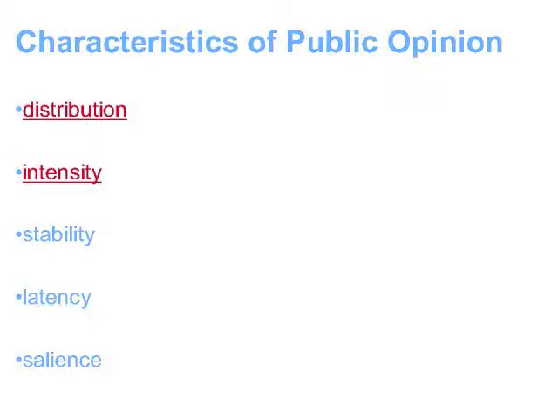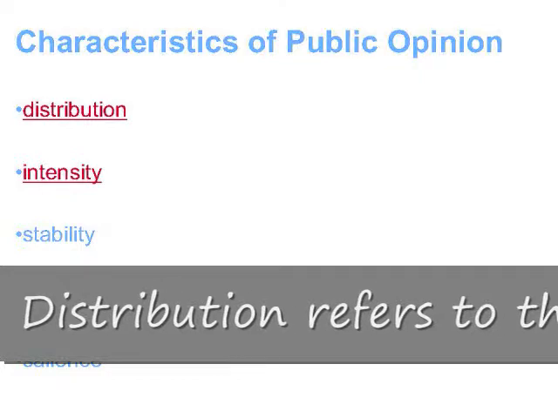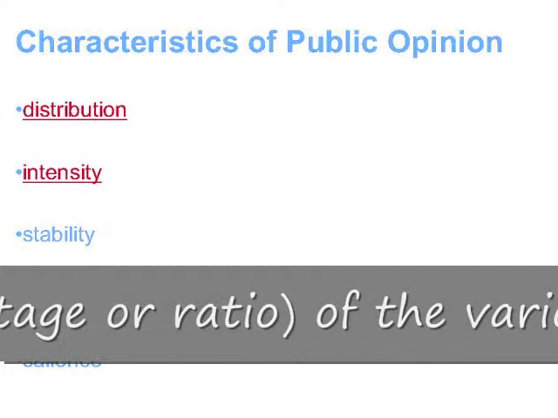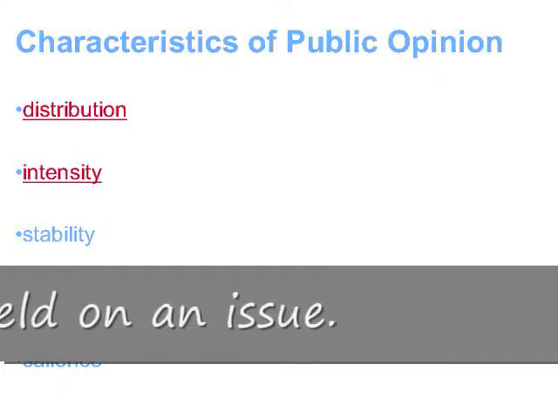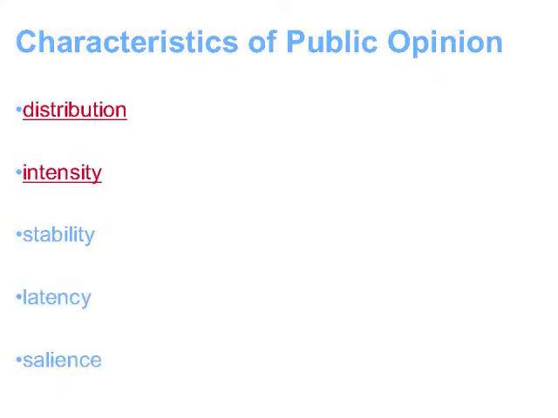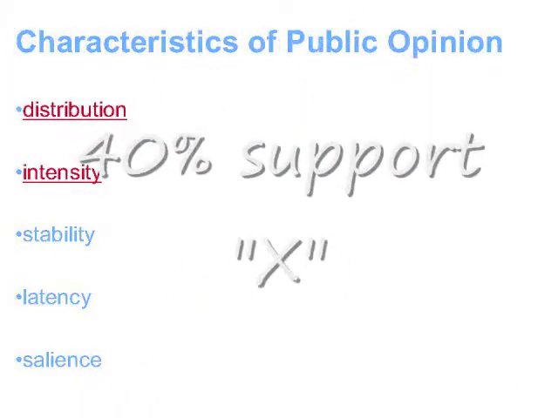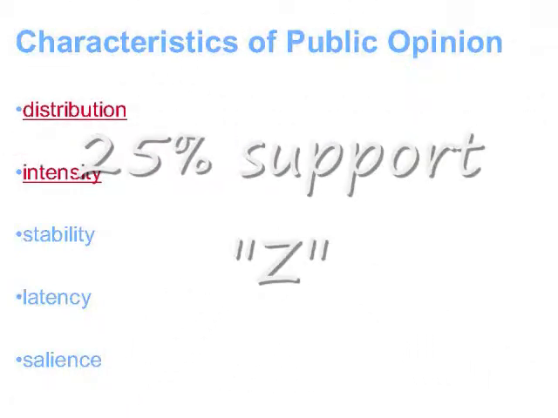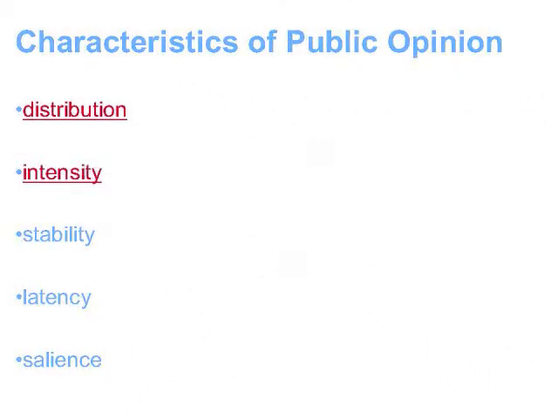There are a number of characteristics, attributes, or qualities of public opinion which may, depending on the issue, affect the response of government. Distribution refers to the numerical strength, usually expressed as a percentage or a ratio, of the various opinions held on an issue. For example, when we say that 40% of survey respondents support position X, 35% support position Y, and 25% support position Z, we are referring to the distribution of opinions on the issue.